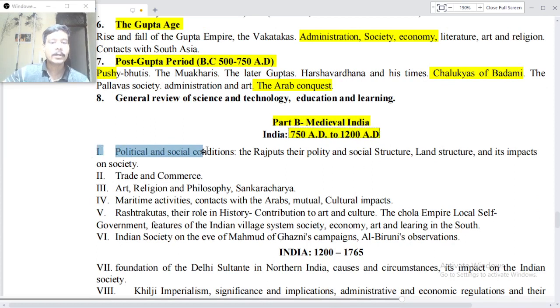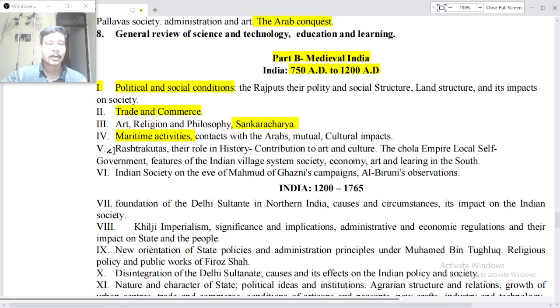Now point number 1, political and social conditions: the Rajputs, their polity and social structure, land structure and its impact on society. Point number 2, trade and commerce, art, religion and philosophy, Shankaracharya, maritime activities, contact with the Arabs, mutual and cultural impact. Rashtrakutas and their role in history, contribution to art and culture, the Chola Empire, local self-government, features of the Indian village system, society, economy, art and learning in the south, Indian society on the eve of Muhammad Ghazni's campaign, Al-Biruni's observations.